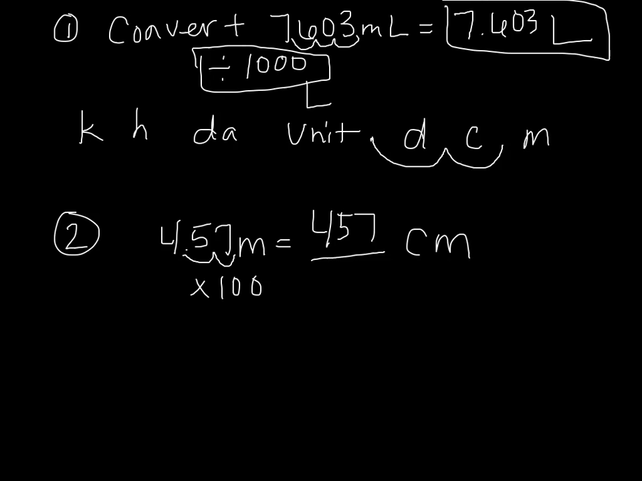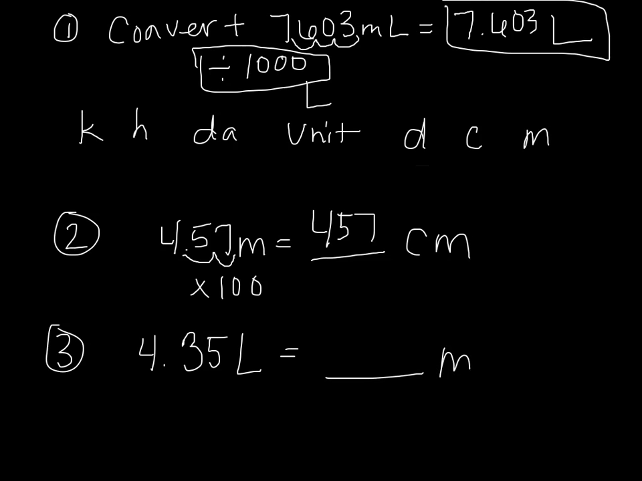I hope you're starting to catch on. Let's do some more. Okay, so what I would do at the top of your page is I would write this K, H, D, A, unit, D, C, M, because that helps a lot with what you're doing. So let's try another one. If I have 4 and 35 hundredths liters, and I want to know what it would be in milliliters.